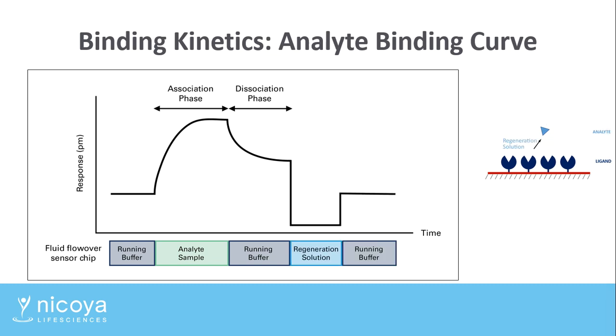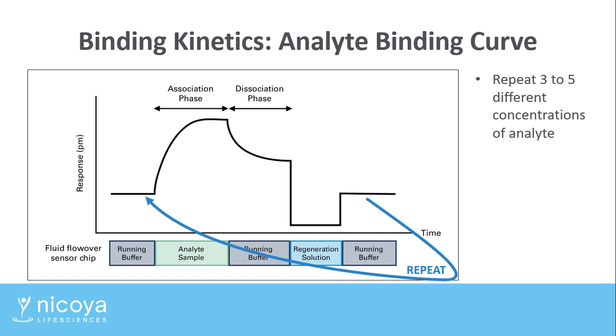Now, before you start to collect your next analyte binding curve, unless you have an interaction with a really high off rate, you will need a regeneration solution to remove the analyte from your ligand so that you can ensure you have the same number of ligand binding sites available for each analyte injection. During this regeneration, the analyte is removed and your signal should return to the same baseline as before the analyte was injected. We will discuss this regeneration in more detail later on in this section.